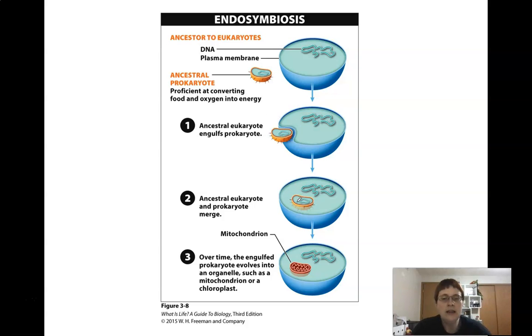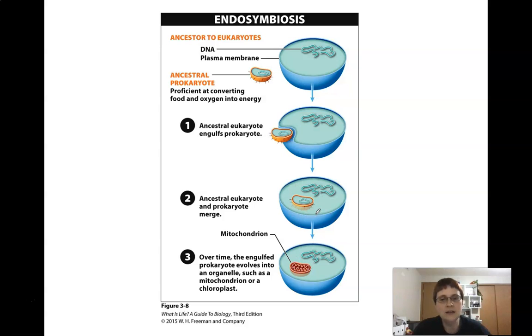Now, normally that little guy would get digested, but by some fluke, it didn't. Instead, they worked and lived together. And over time, this little prokaryote ended up transforming into a mitochondria, right? And so that engulfed prokaryote evolved into a mitochondria or a chloroplast, depending on which kind of cell it got engulfed by.